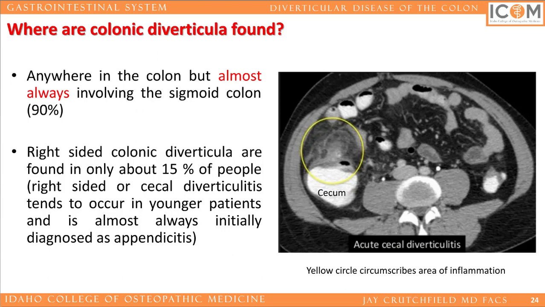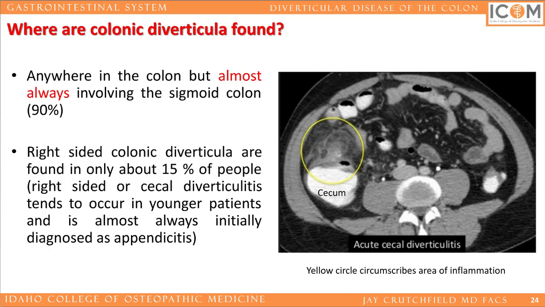Diverticuli can be found throughout the entire gastrointestinal tract. In the colon, they are most likely seen in the sigmoid colon. Colonic diverticuli of the ascending colon is seen in only about 15% of people. In this image, we see an inflamed cecal diverticulum.